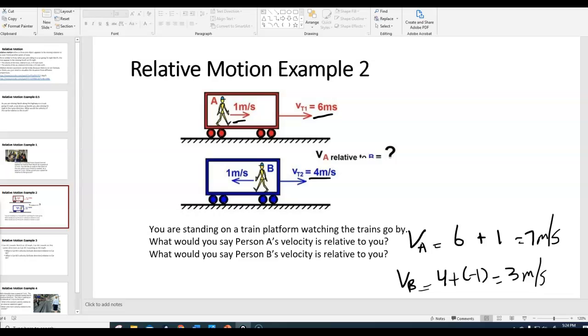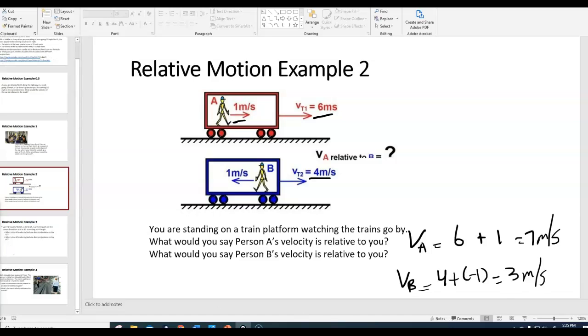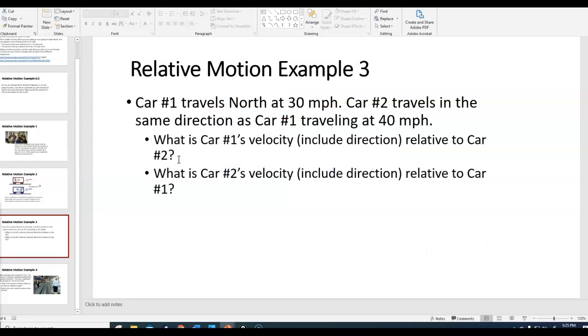Alright, so that is relative motion example 2. Okay, so again, pause it there if you need to look at that some more. Okay, I'm just going to do one more example with relative motion.